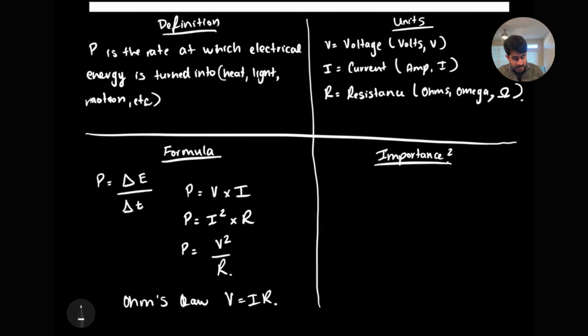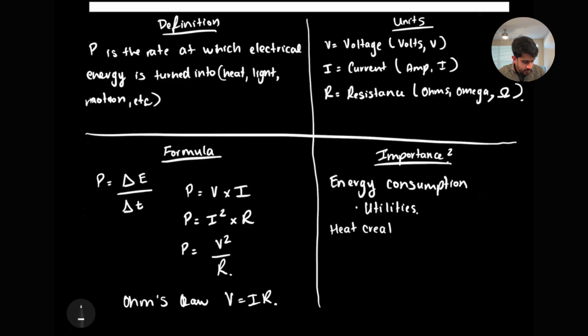So to reiterate once again, we can look at the importance of power for energy consumption, and you could look at this as utilities that we might pay. A lot of times these are measured in kilowatt hours when we multiply the watts of power by the time it takes. And finally, we can look at the heat created in a system.